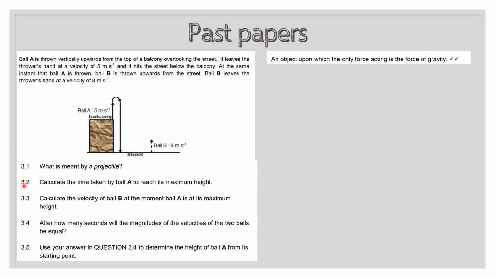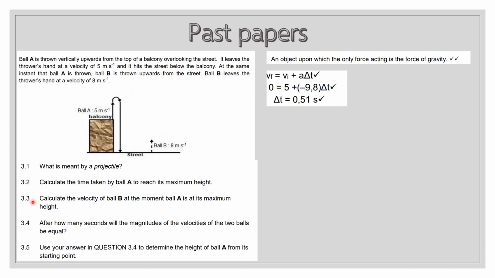Calculate the time taken by ball A to reach its maximum height. Maximum height is over here. So this is simple, just substitute in the equation. Velocity final is 0, which is here. Your initial is here. And then negative 9.8 because we're choosing upwards as positive. And you're solving for time.